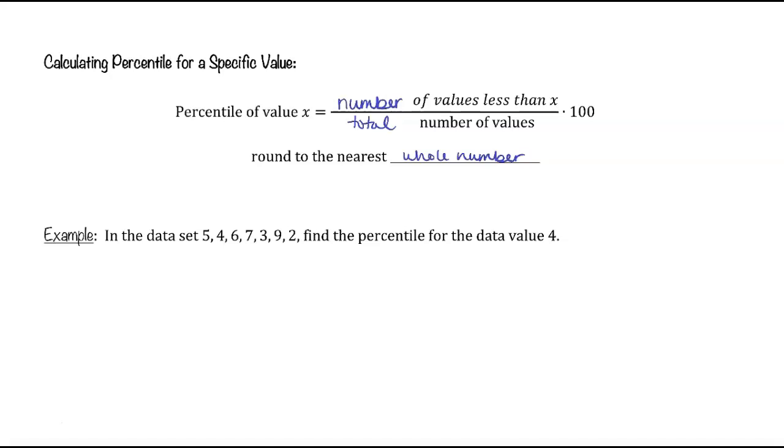Let's first sort this data set from least to greatest so we can more easily identify the data values that are less than and greater than 4. The data value that we're interested in is located here, and we can see that there are 2 data values less than 4, and the total number of data values is 7. So the percentile for 4 can be calculated by finding 2 over 7 times 100. This gives us 28.57, and rounded to the nearest whole number, we find that 4 is in the 29th percentile.